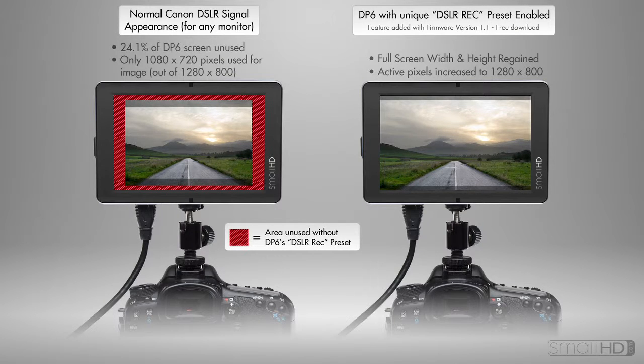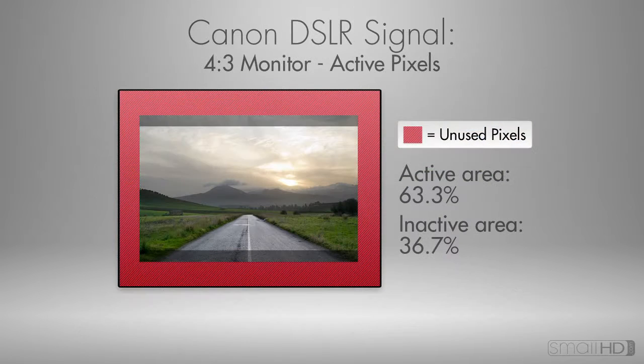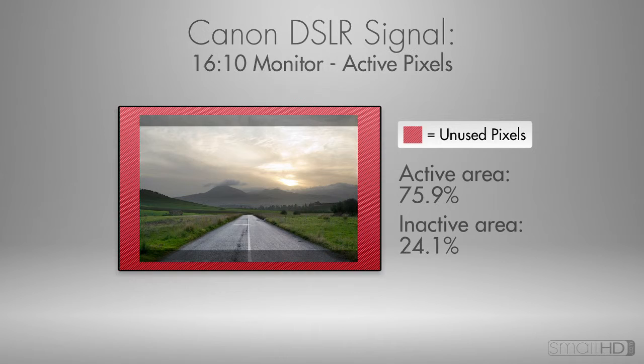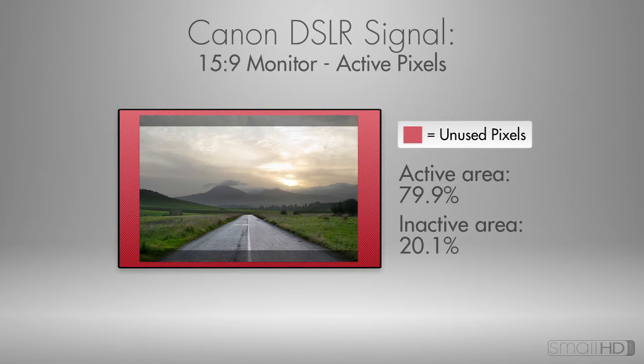So, to sum up, when viewing signals from Canon DSLRs via HDMI, there aren't going to be as many active pixels on your display as you'd hope. A 4:3 monitor will not use 36.7% of its pixels. A 16:10 monitor like the DP6 will not use 24.1%, unless you have the DP6 and firmware version 1.1 or later, which can be downloaded for free off of our website.